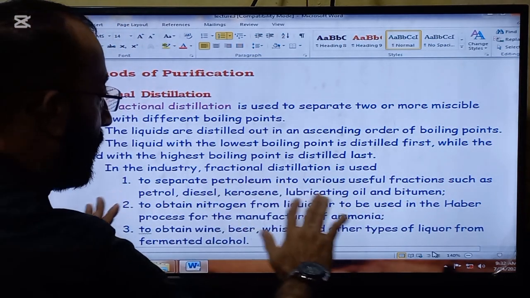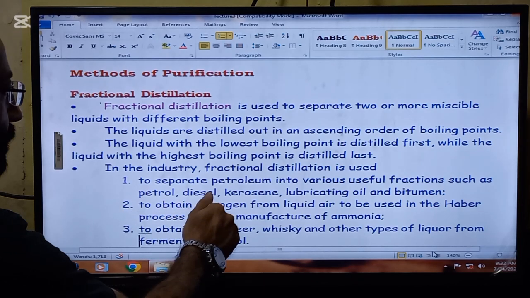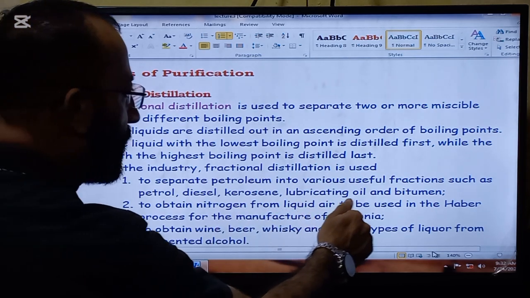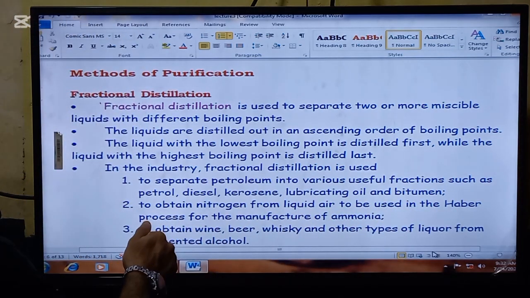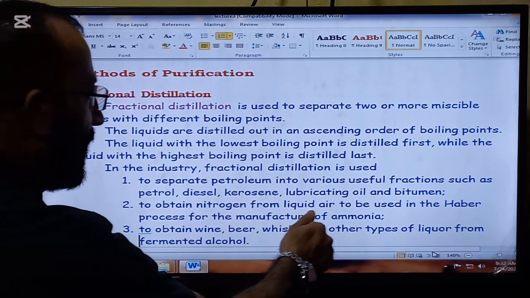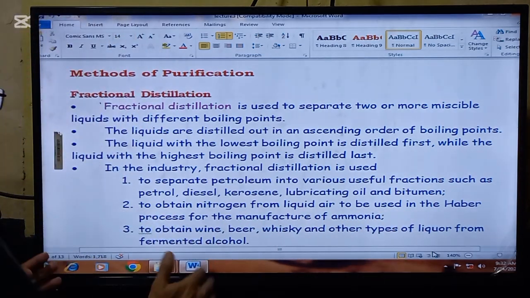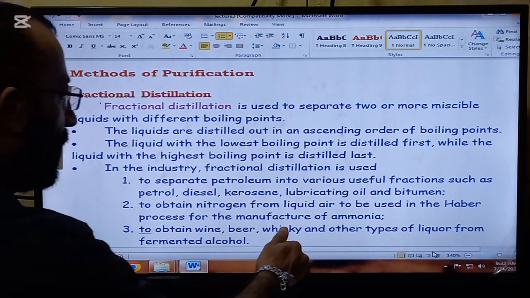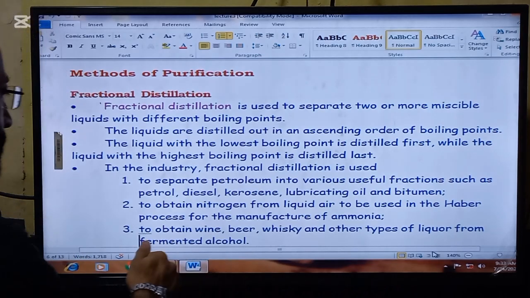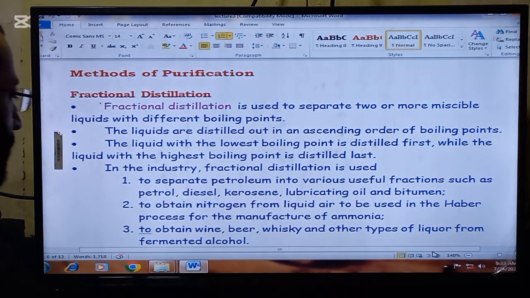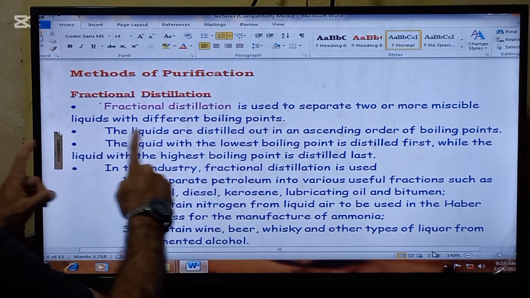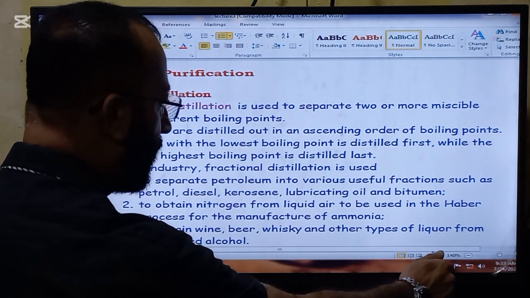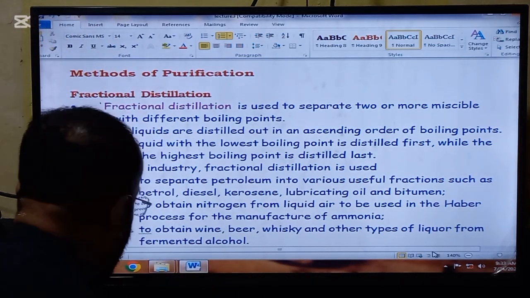point is distilled last. So in industry, fractional distillation is used to separate petroleum into various useful fractions such as petrol, diesel, kerosene, lubricating oil, and bitumen. Another use in industry of fractional distillation is to obtain nitrogen from liquid air to be used in the Haber process for the manufacture of ammonia. Another use is to obtain wine, beer, whiskey, and other types of liquor from fermented alcohol.